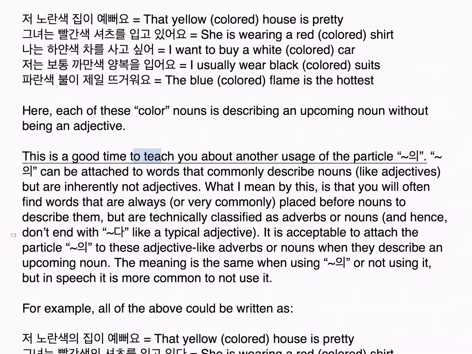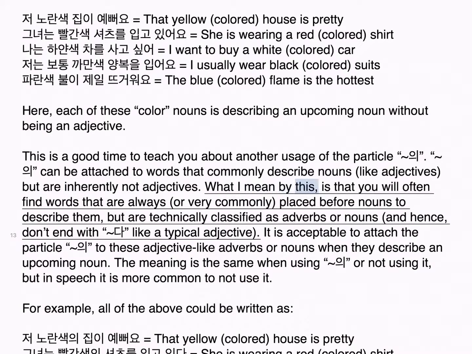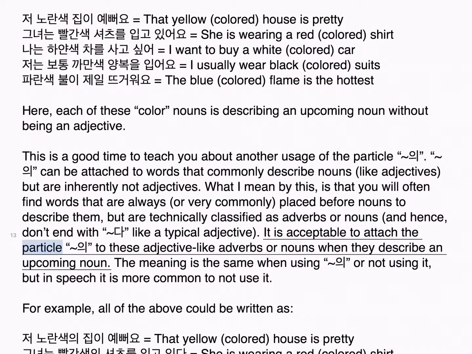This is a good time to teach you about another usage of the particle 인. It can be attached to words that commonly describe nouns, like adjectives, but are inherently not adjectives. What I mean by this is that you will often find words that are always or very commonly placed before nouns to describe them, but are technically classified as adverbs or nouns, and hence don't end with 다 like a typical adjective. It is acceptable to attach the particle 인 to these adjective-like adverbs or nouns when they describe an upcoming noun.